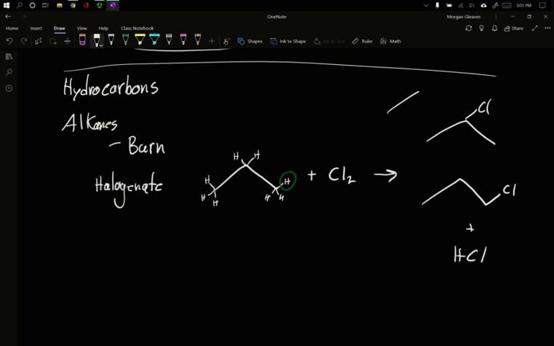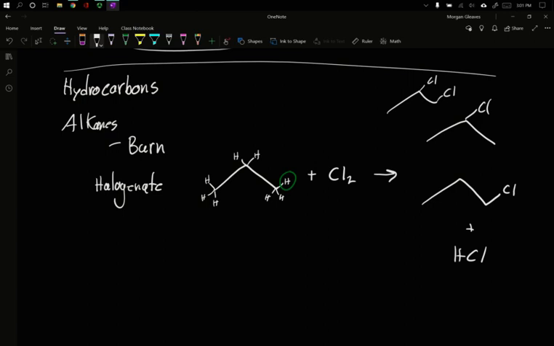Now, it could be that you're in the middle, and there's no reason it has to stop at one. And so you could end up with multiple chlorines in different places. It's a very unexact reaction. Again, it's part of alkanes not being terribly useful, but it was a way to turn them into something functional. You can take an alkane, attach a halide, and then remove that halide with further reactions. And so it was a way to turn starting alkanes into something functional.